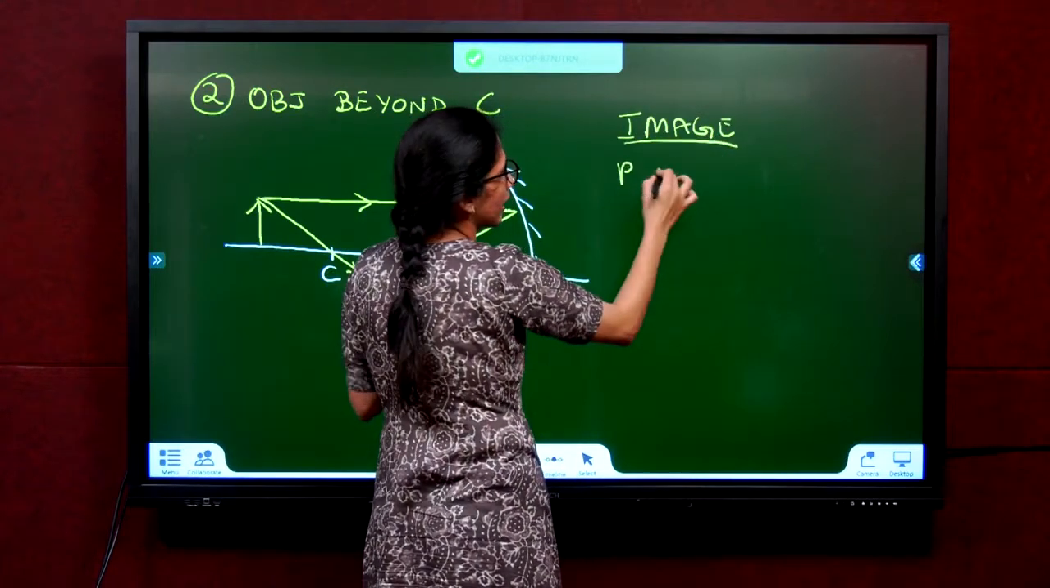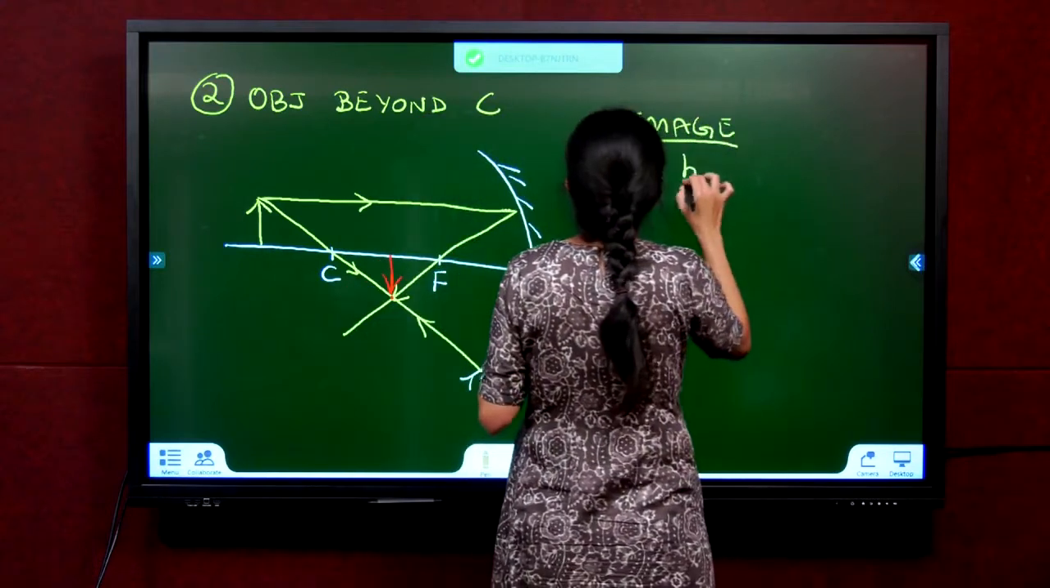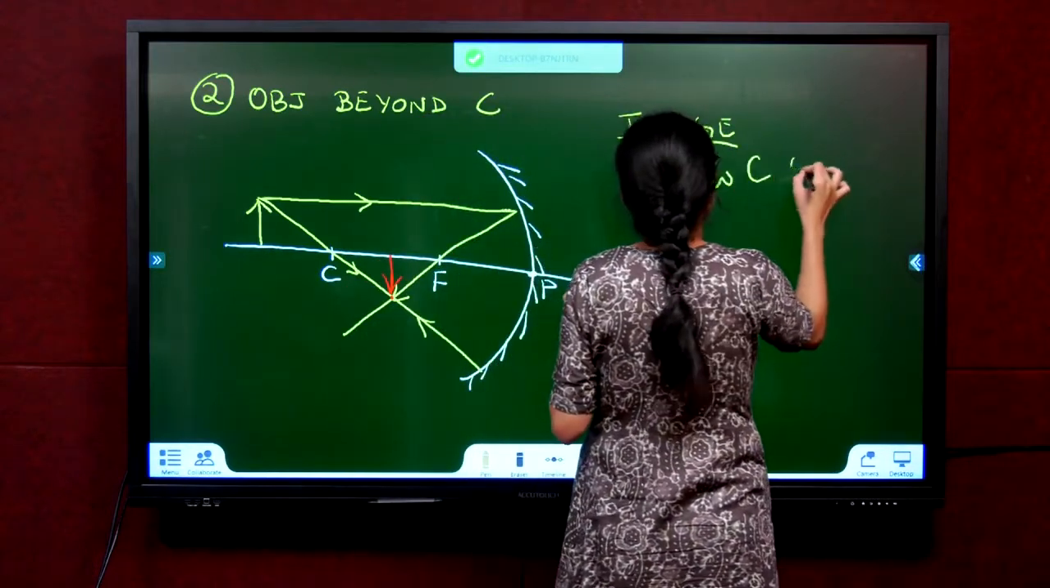First is the position. Write full words. I am writing only P. Where is the image formed? Between C and F.